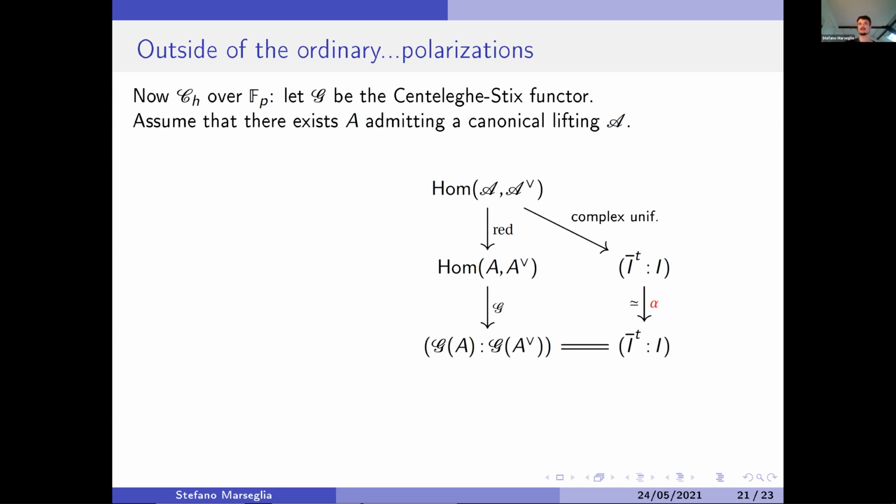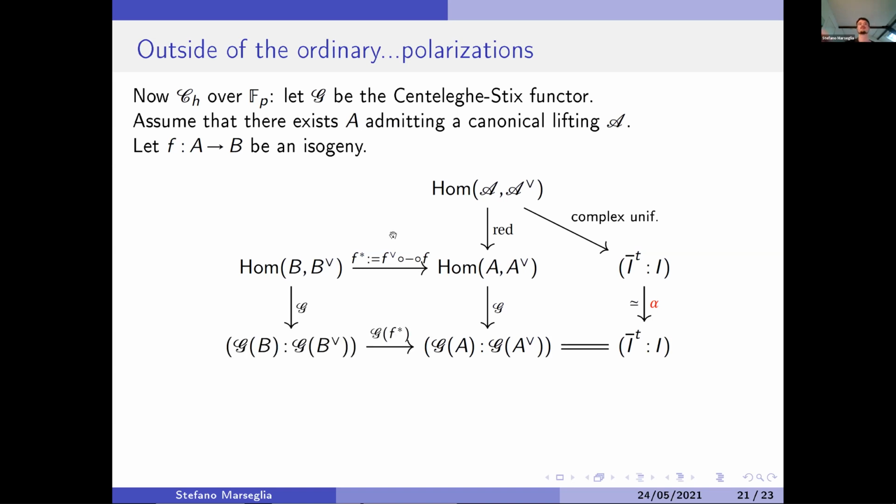Now we apply the Centeleghe-Stix functor, which I denote by T_G, and we get another colon ideal. It turns out that this colon ideal is equal to the one coming from complex uniformization, but the reduction map is going to be a multiplication by some unit of the endomorphism ring of A, some element alpha. Okay, now we understood how to open the jar of jam, and let's spread it everywhere. So we take f, an isogeny between this abelian variety A and any other abelian variety in the isogeny class, and we look at its Hom set between B and B dual. Again, we want the polarizations of B, that's the goal. This f is going to induce a map from these two Hom sets on B, B dual, to A, A dual.